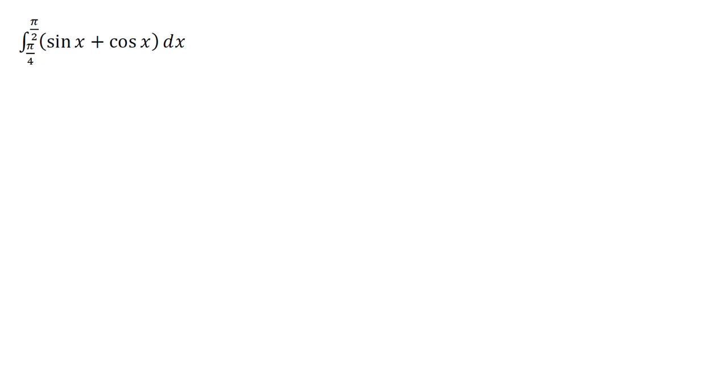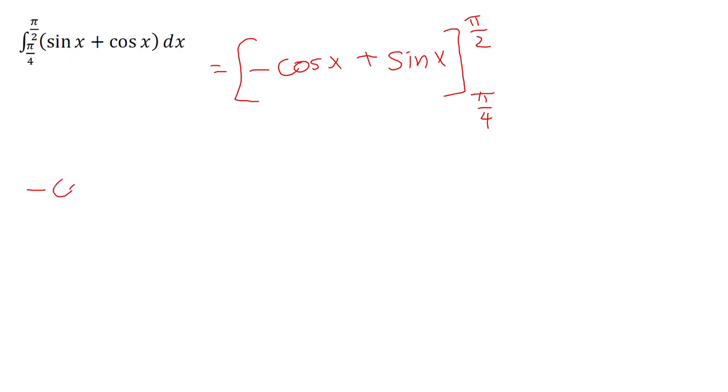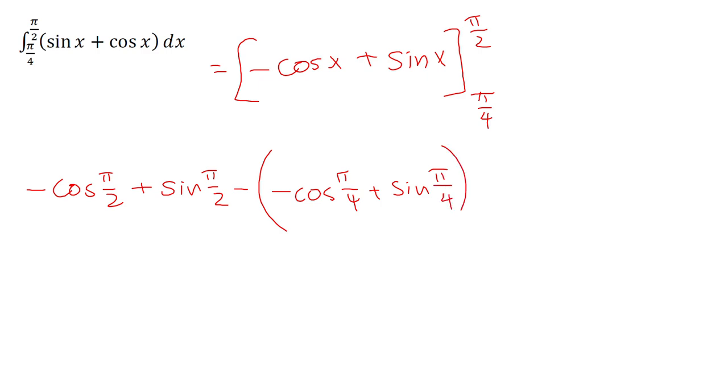For this next definite integral, we'll just integrate sine plus cosine, right? The integral of sine is negative cosine, and the integral of cosine is positive sine. And we want to evaluate this from pi over 4 to pi over 2. So we've got the negative cosine, I'll write this out, the negative cosine of pi over 2 plus the sine of pi over 2 minus the negative cosine of pi over 4 plus the sine of pi over 4.